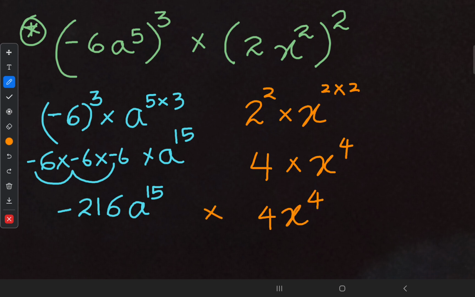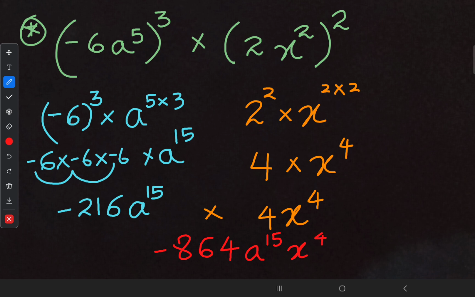This is our multiplication. Then you have to multiply your numerical values. That means negative 216 should be multiplied with 4. So that will give you negative 864. Then we can write our remaining algebraic variables as it is. a to the power of 15 and x to the power of 4 should be our answer in this case.